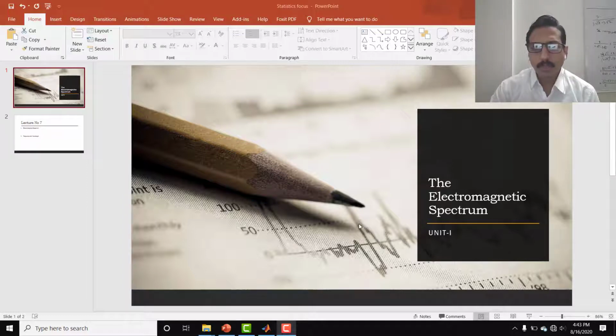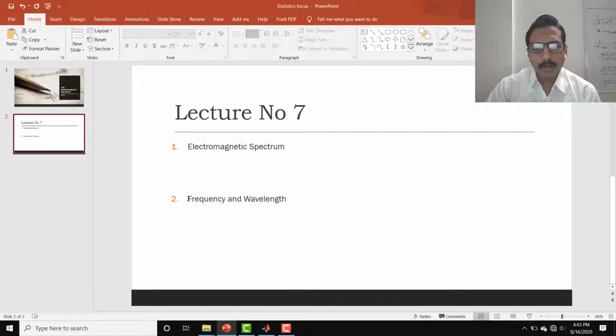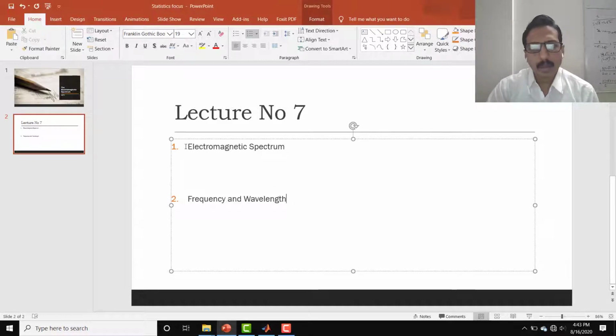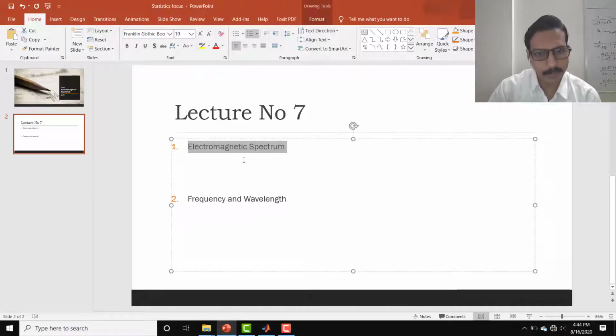In this lecture, we are going to see the electromagnetic spectrum and frequency and wavelength concept. In your syllabus, this topic is covered first and then the other topic. In this lecture, we do the reverse. We first see what frequency and wavelength are. Once the concept of these two is clear, you can easily understand the concept of the electromagnetic spectrum.